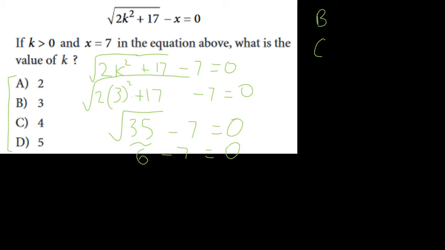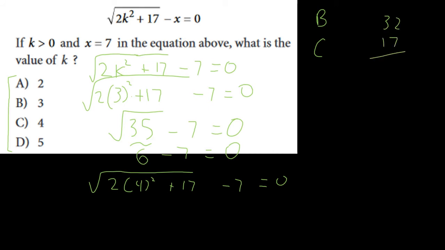Let's try out C. So with C, we're going to try the same thing. So it's going to be 4 squared times 2 plus 17 minus 7 equals 0. So 4 squared is 16. 16 times 2 is 32 plus 17. Let's see what that is. So that's 49. Square root of 49 minus 7 is equal to 0. So square root of 49, it's going to be 7 minus 7, which equals 0. So we now know the answer choice is C.